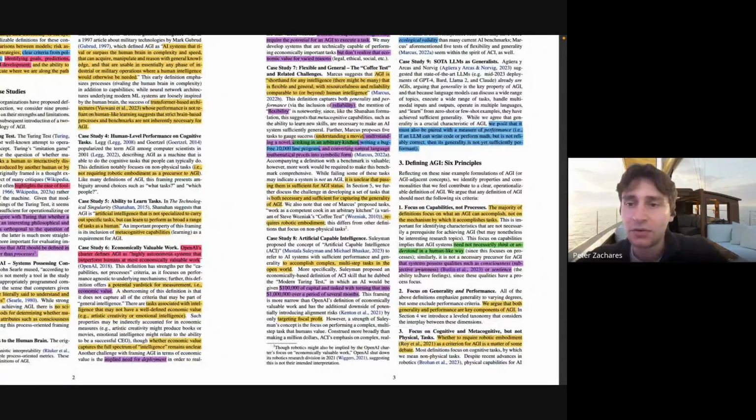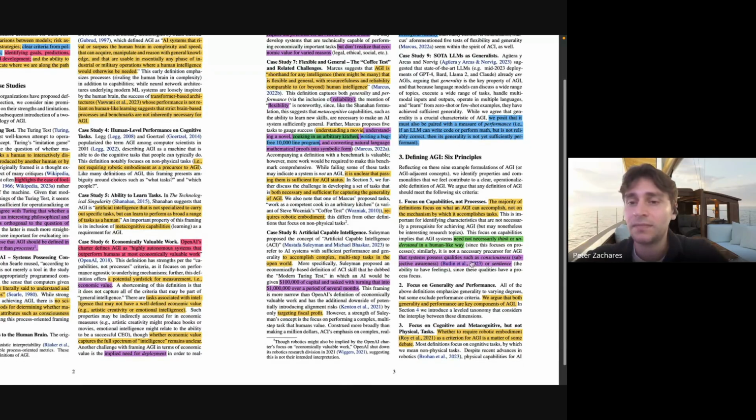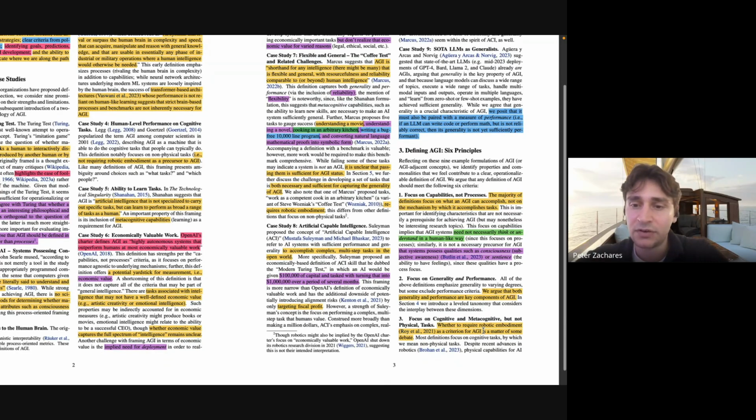Now let's go over the 6 principles that are kind of off of these examples. One is focusing on capabilities, not processes. I think that makes a lot of sense because, as I said, I think it avoids bias in terms of how we measure intelligence. Another is focusing on generality and performance, so breadth and depth, which we'll go into a lot more detail on later on.